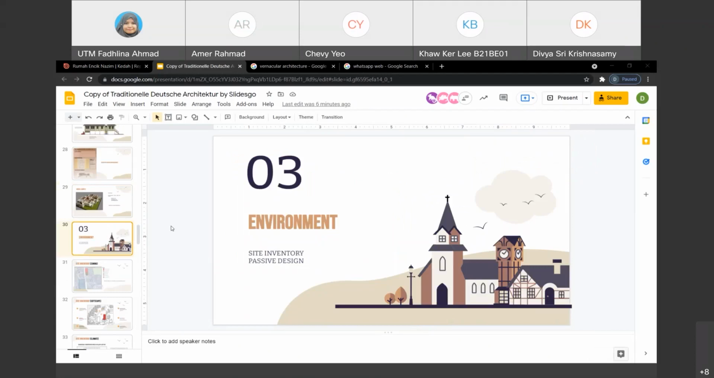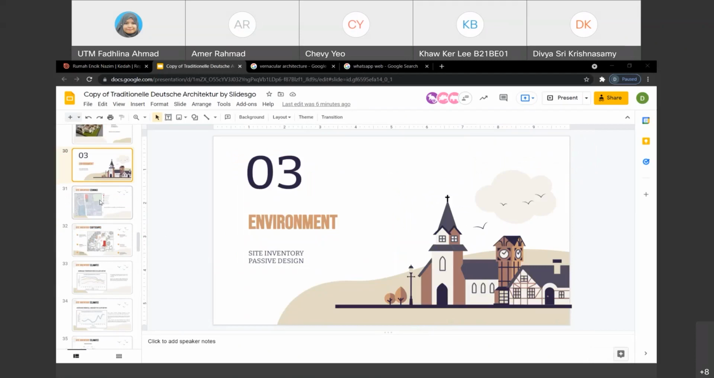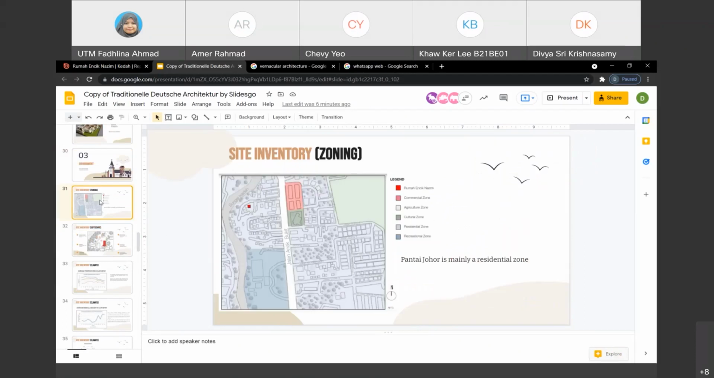Okay. For this part, I will cover the environment. I will touch a little bit on site inventory and passive design. The proposed site is near Sungai Kedah, and within a radius of 1 kilometer there is a commercial zone, agricultural zone, cultural zone, residential zone, and recreational zone. Basically, Pantai Johor is mainly a residential zone. Next slide, please.